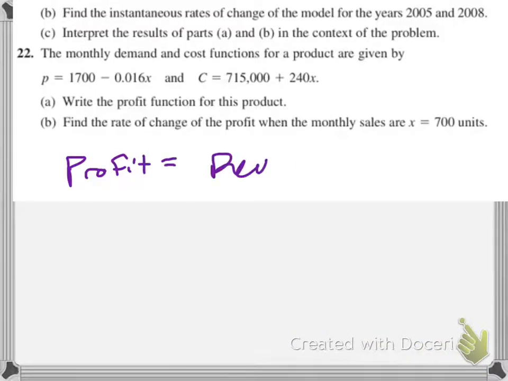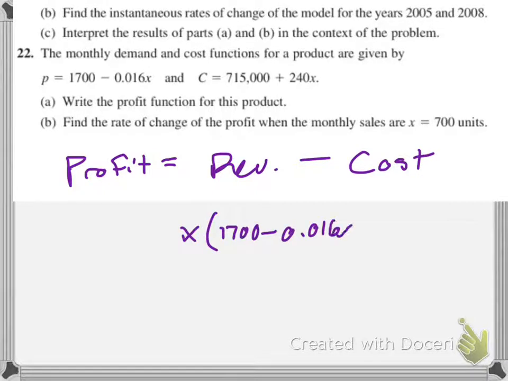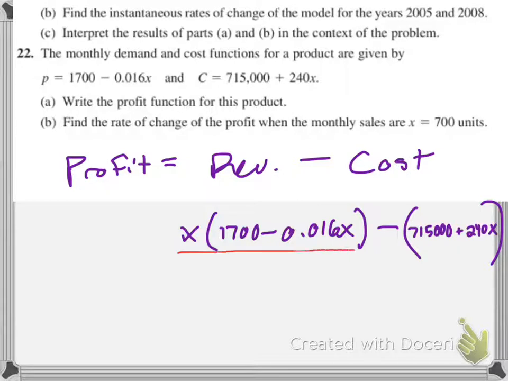All right, moving on. There's another problem, number 22. So we have monthly demand, and this is where if you have demand and you have a cost function, how can you get the profit? Well, profit you have to know is revenue minus cost. Just have that general idea in your mind. And revenue is price times the number of units. So you'll see that right here, price times number of units, or x.